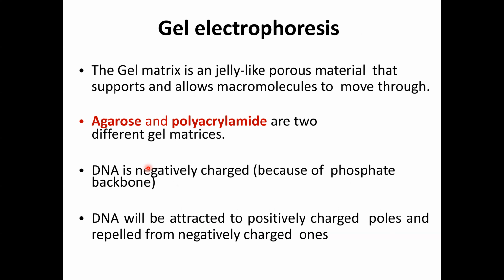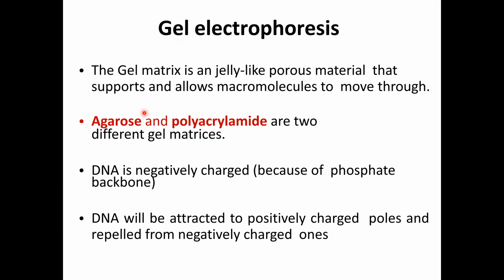Gel electrophoresis uses a gel matrix, a jelly-like porous material that supports and allows macromolecules to move through it, perhaps using some charges. This gel-like porous material helps to support and move the macromolecules all throughout from lane to lane.